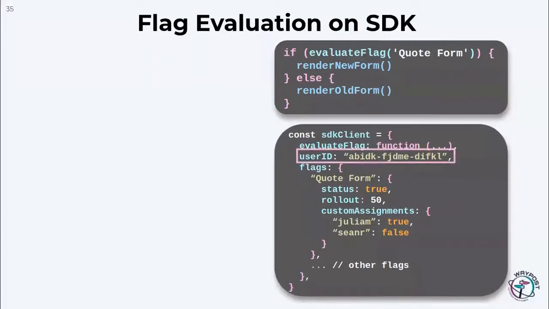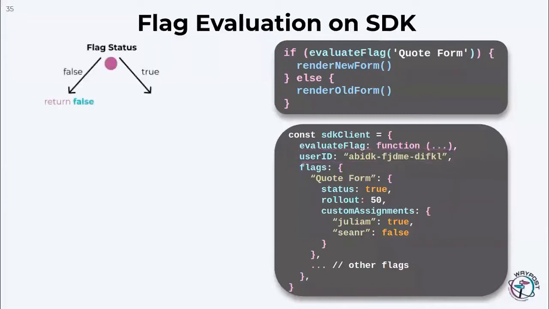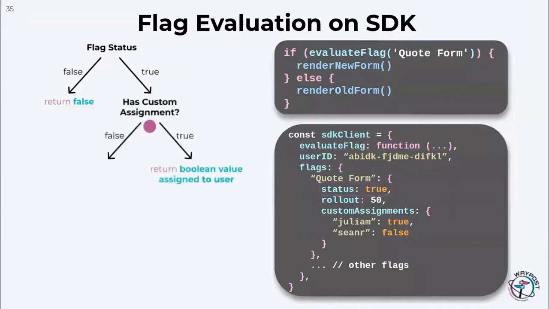In our example, someone visiting Solarflare's website is assigned a random string as their user ID. To determine which version of the form they'll be served, first we must check the flag status. Since the flag status is on, we go right. Now we check if the user ID matches a custom assignment, which overrides all other logic. We don't have a custom assignment for this user, so we go left.